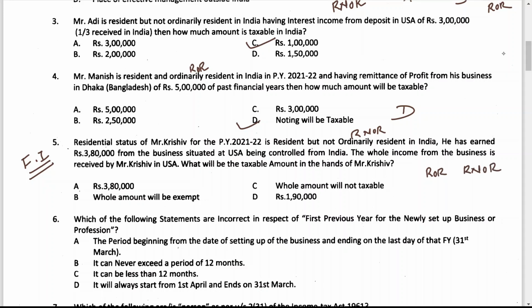So here, the business is situated in USA but being controlled from India. So the whole business is controlled from India. That is why, even though it is a foreign income, it is taxable in the case of RNOR also. The status of resident but not ordinary resident in India is given. So that is why it is taxable in the hands of Mr. Krisiv. So in that case, 3,80,000 is the answer.